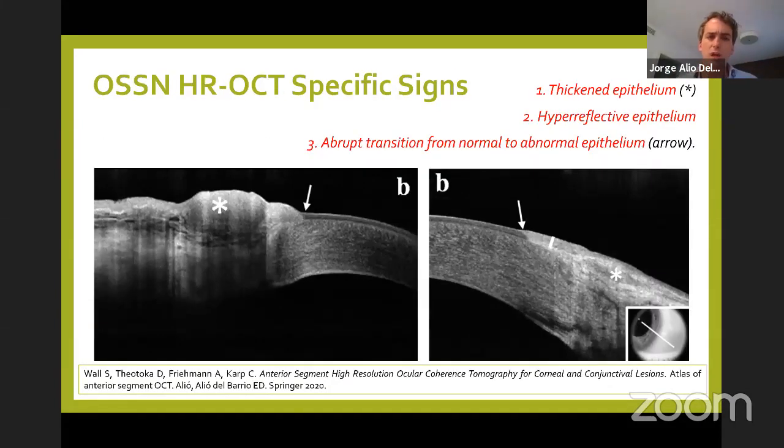She described for the first time, about a decade ago when I was an observer at Bascom Palmer, still a registrar, and she had just published in Ophthalmology the three specific signs of ocular surface squamous carcinoma detected by high-resolution anterior segment OCT. These three signs are the thickened epithelium, the hyperreflective epithelium, and the abrupt transition zone from normal to abnormal epithelium. We see here, this is from her publication, and these images are also going to be published in our incoming book with Springer, an atlas of anterior segment OCT, where we see here this is the lesion, the epithelium is thickened, hyperreflective, and there is an abrupt transition between the normal and the abnormal epithelium.